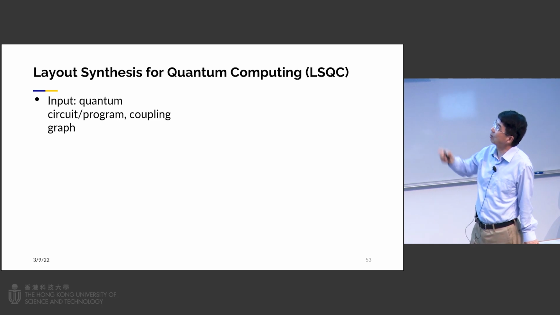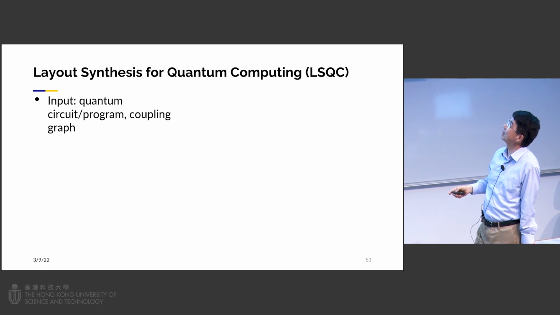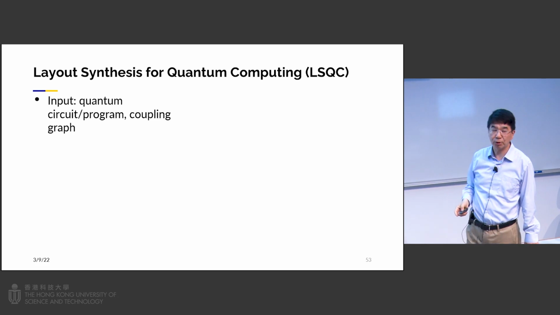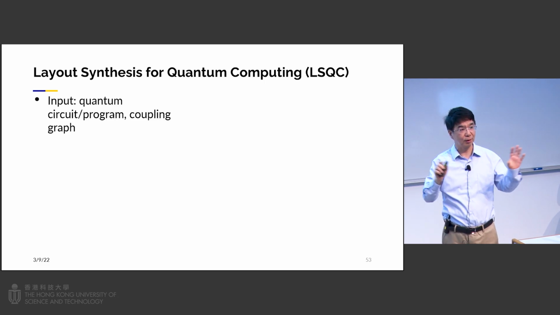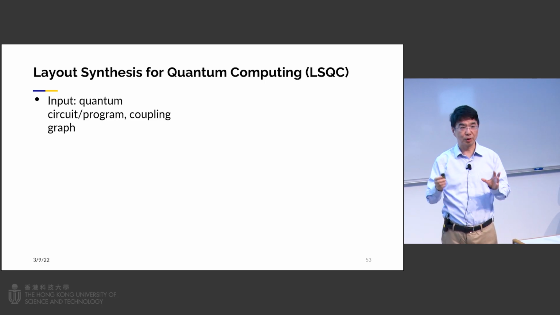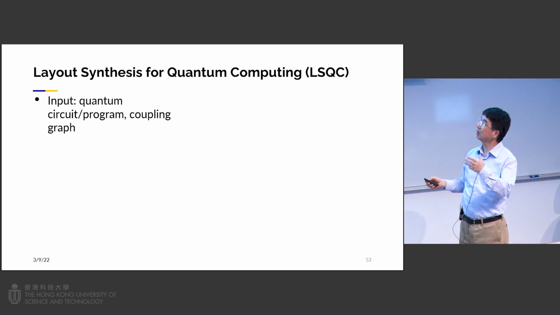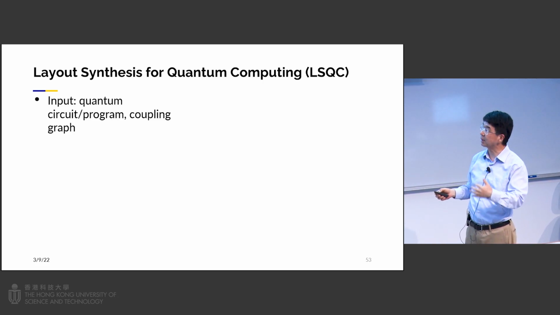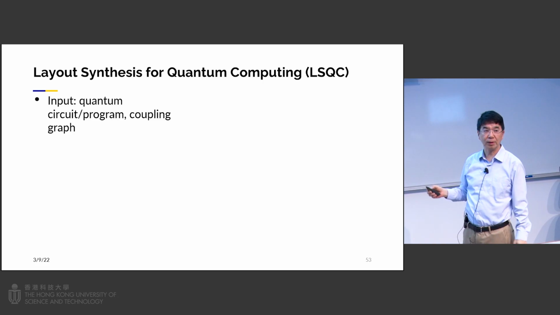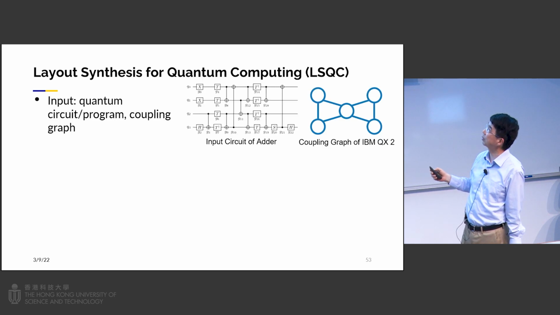So we started a program called layout synthesis for quantum computing. Why do I call it layout synthesis? First is layout. You have to decide the two-dimensional space dimensions, which one goes where. And it's also similar to high-level synthesis. You have to decide the scheduling, when you do what execution.